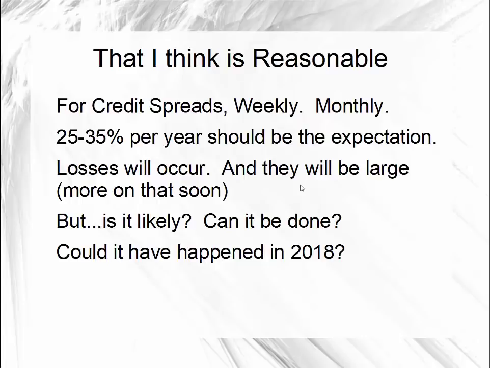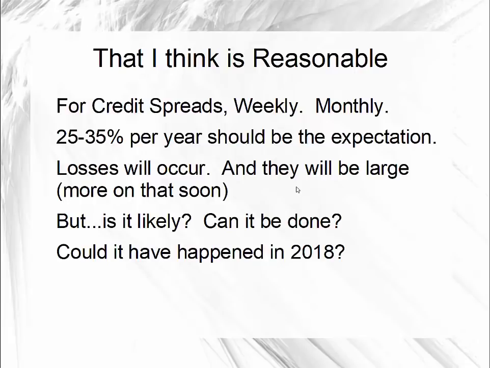For credit spreads, even if you're doing weeklies, getting a lower net credit up front, you're still allocating the same amount of capital. You increase naturally the number of commissions per trade because you're doing them every week instead of a few every month. But if you're looking at weekly, going 2 weeks out, monthly, I think 25 to 35% per year on that portion of your spread trade portfolio should be the expectation.